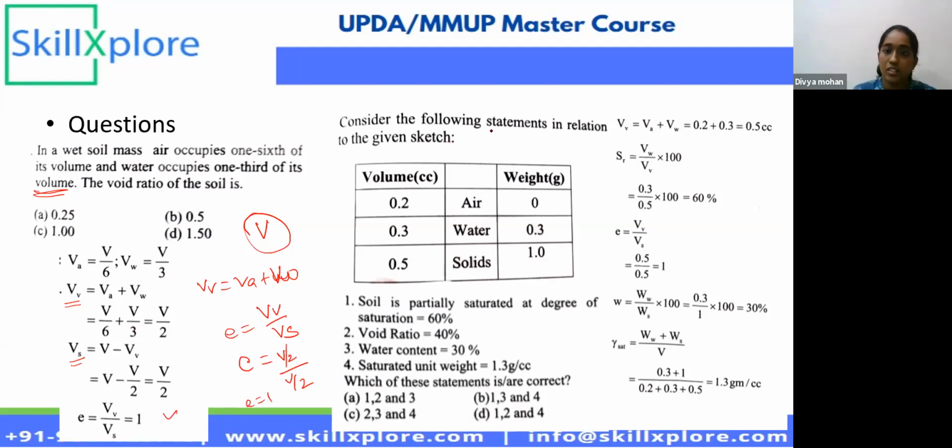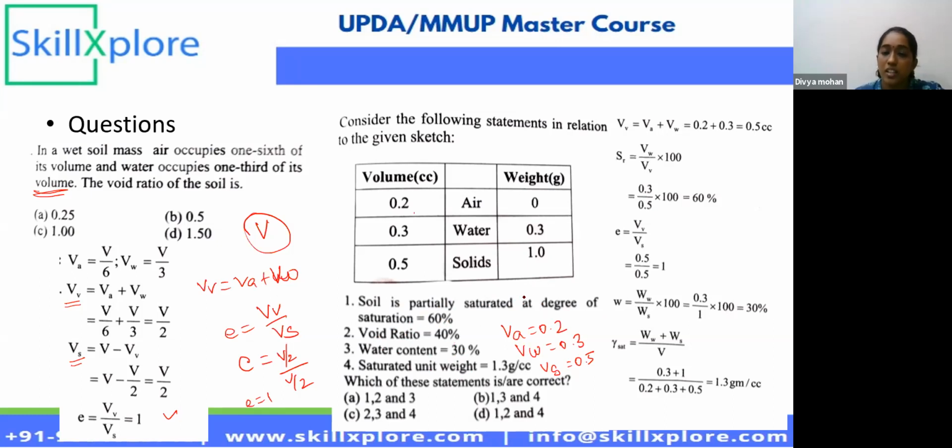Another thing: consider the following statements in relation to the given sketch. The volume of air they have given us is 0.2, so VA is 0.2, and the volume of water VW is 0.3, and the volume of solids VS is 0.5. They have given weights also. They want to check these conditions: the soil is partially saturated, the degree of saturation is 60%, and the void ratio is 40%. We have to check all of this.